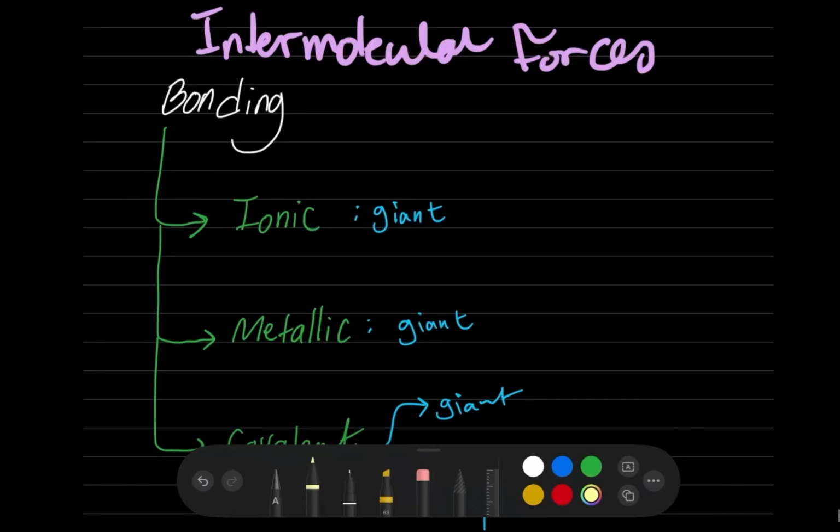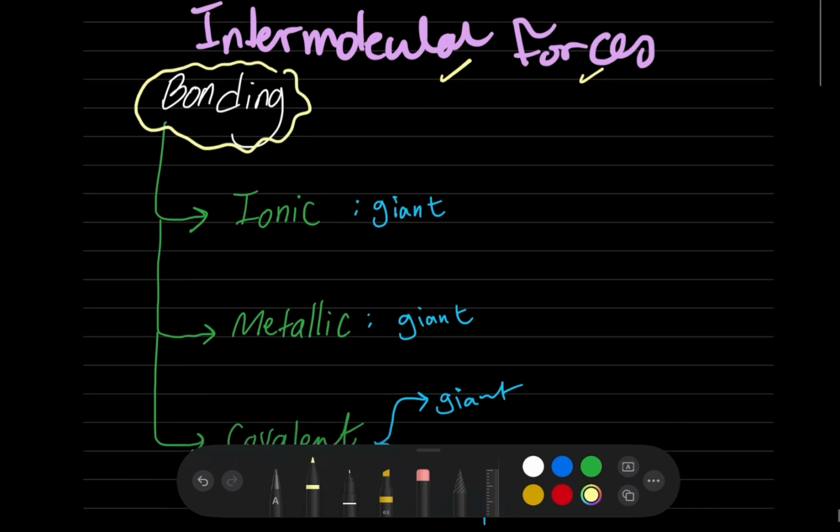Welcome, everybody. Today's lesson is about intermolecular forces. But before we go to the intermolecular forces, we have to understand the scope or the domain of intermolecular forces. So I just want to recall the type of bondings between atoms and then jump to the intermolecular forces. So let's start to recall the types of bonding in chemistry.